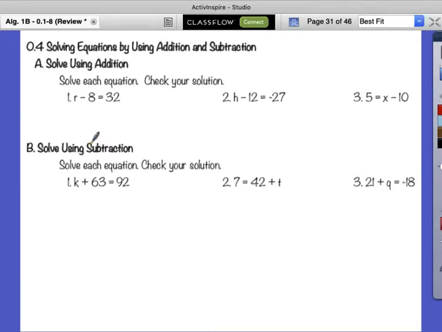So this is the bottom of the page where we left off last time. Make sure you have your notes out. All right. So this should be a review here, right? We're going to solve the equation, then we're going to check our solution. So if you have r minus 8 equals 32, how would we solve that equation, Olivia?